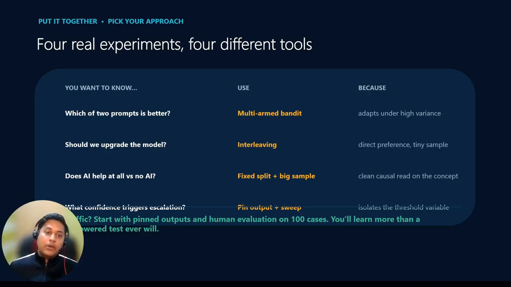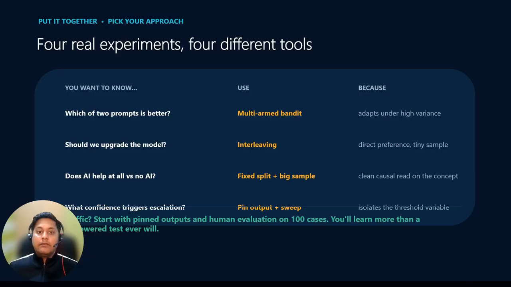And question four: what confidence threshold should trigger escalation to a human? Pin the outputs and sweep the threshold. Pinning removes the AI's randomness so you can isolate the one variable you actually care about, the threshold, right? This is a great example of why pinning is useful. You are not testing the AI, you are testing a decision rule about the AI.